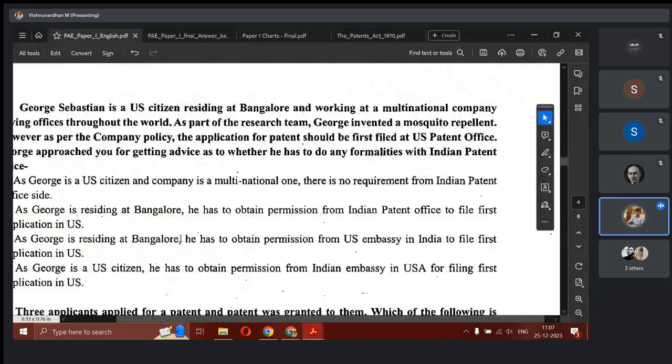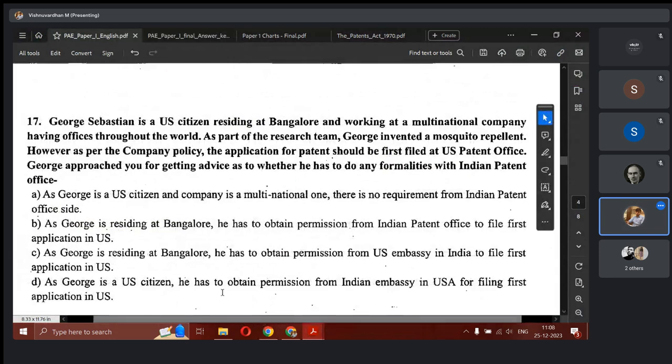Okay. So then, George Sebastian is a US citizen residing at Bangalore. So this question comes every year in the paper. Last year it was some female name. She was working at NASA and then she was residing in Bangalore. And for some reason Bangalore always comes. So learn this question properly.